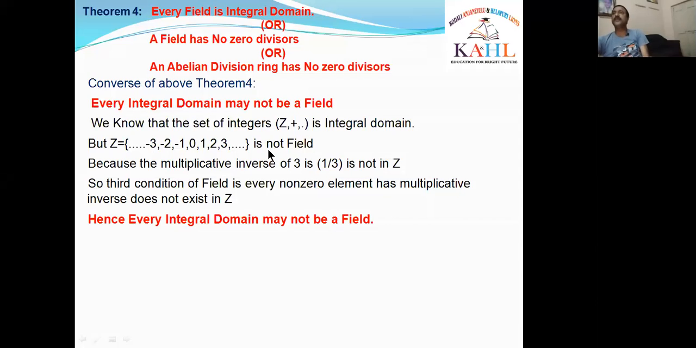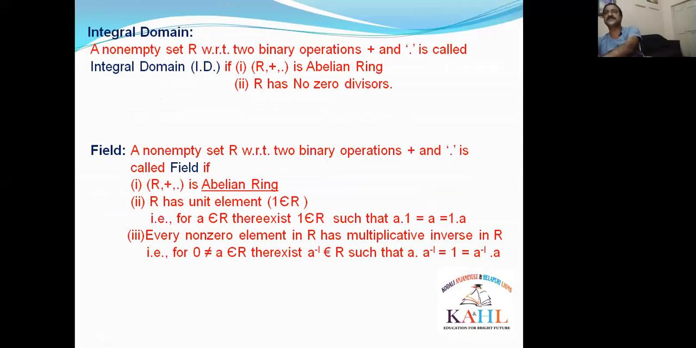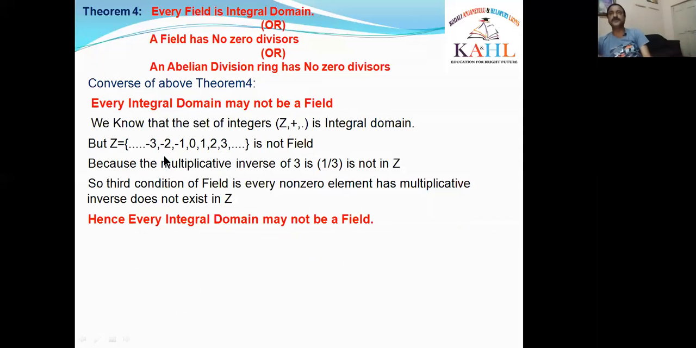It is not a field. How can we say that it is not a field? The third bit fails. What is the third bit of the field? If we go to the previous definition, the third bit: every non-zero element in that set has a multiplicative inverse. Is it possible in this set? I am taking 3, a non-zero element in Z. What is the multiplicative inverse of 3? 1 by 3. We know that 3 into 1 by 3 is equal to 1. That means 1 by 3 is the inverse of 3. But that inverse 1 by 3 is not in Z. So the multiplicative inverse does not exist. The third bit fails, which means the set Z is not a field.